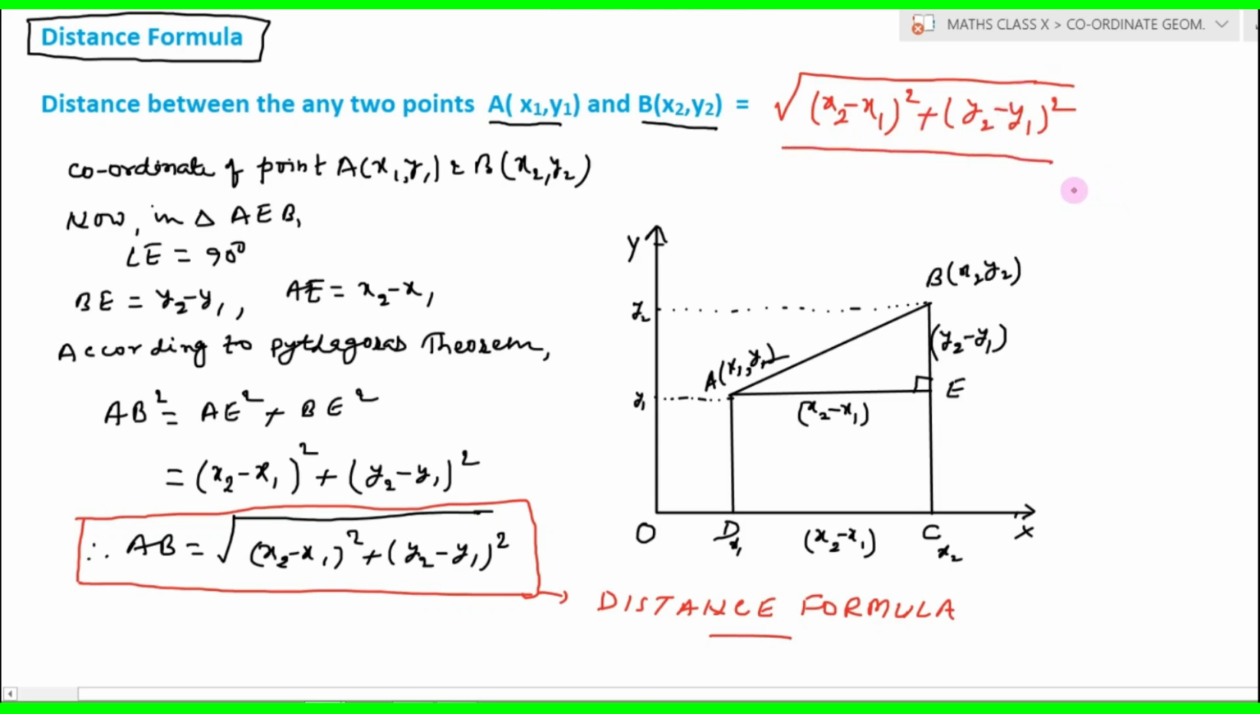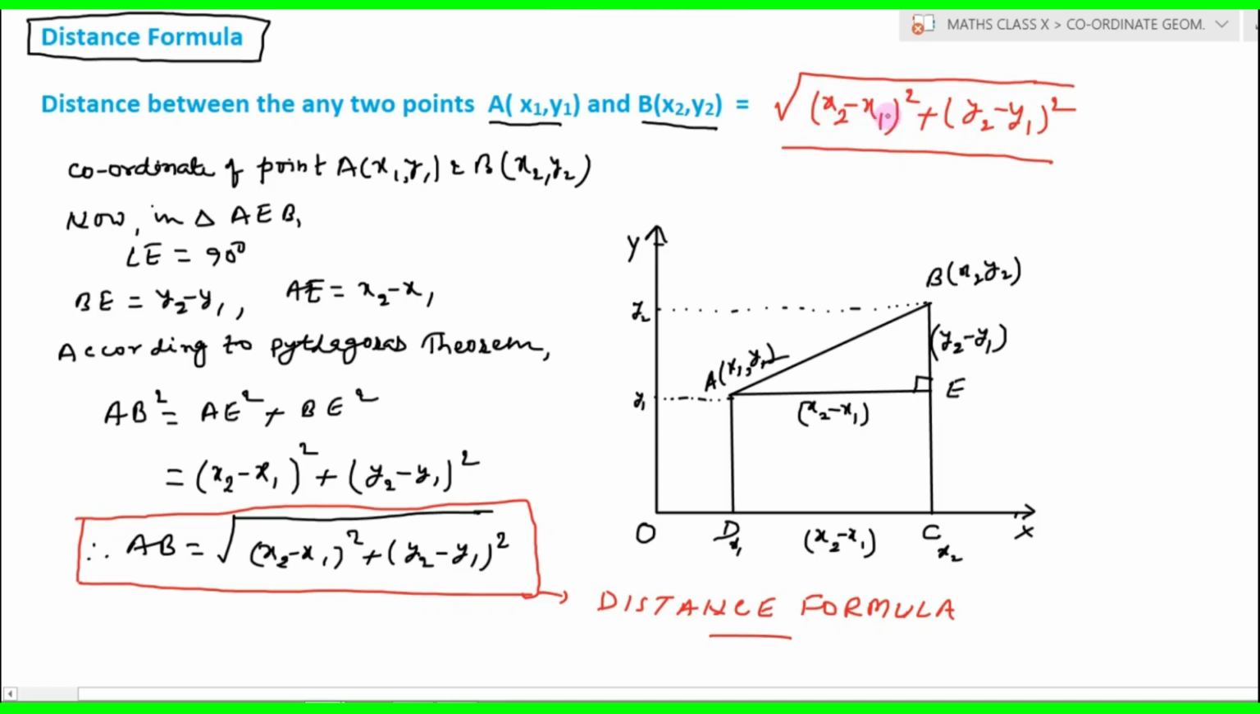One more thing you have to keep in mind: sometimes by mistake if you change the order of the points, for example taking B as (x1, y1) or A as (x2, y2), even then the distance will not change. The reason is that whether you write x1 here or x1 there, it will come either negative or positive, and its square will be positive.